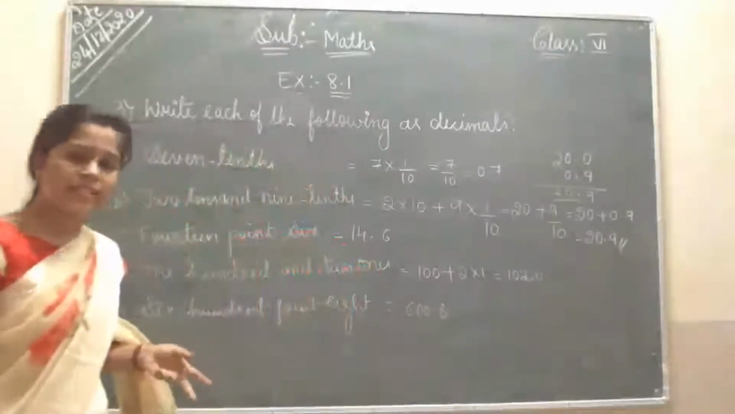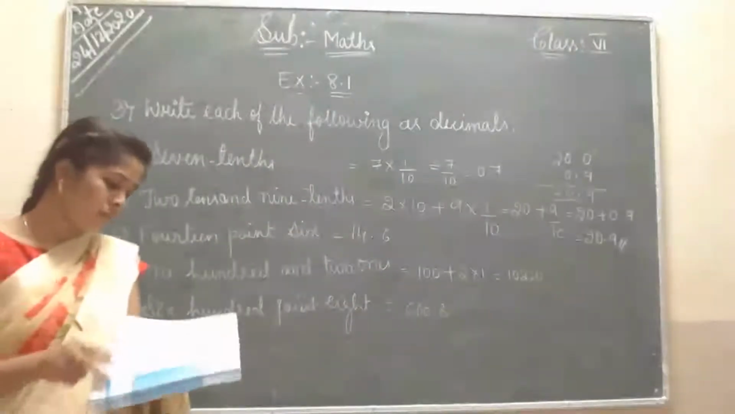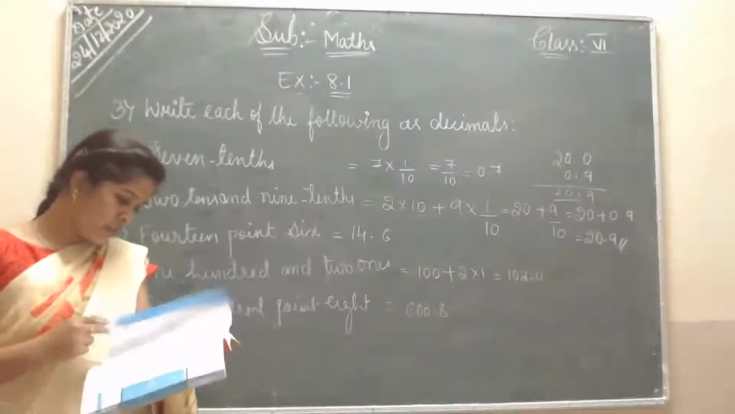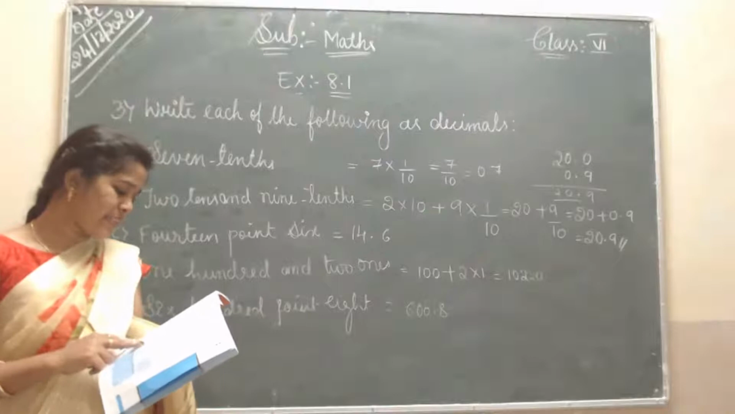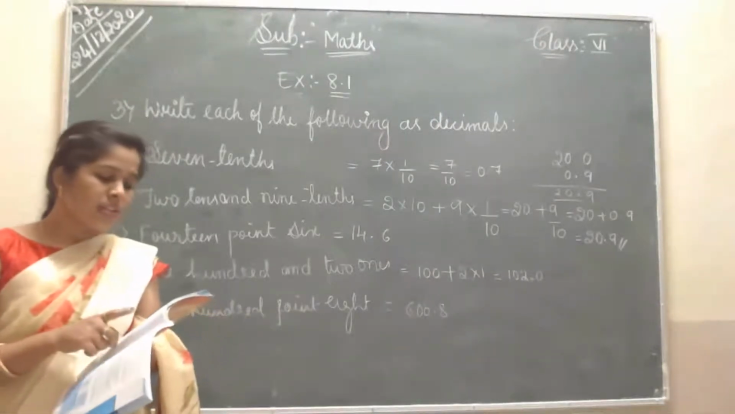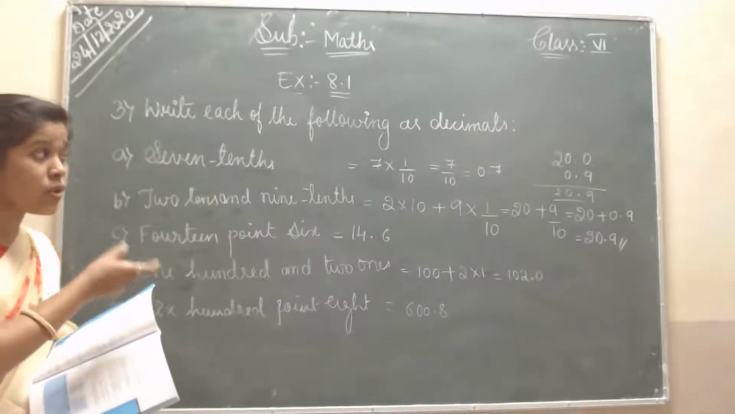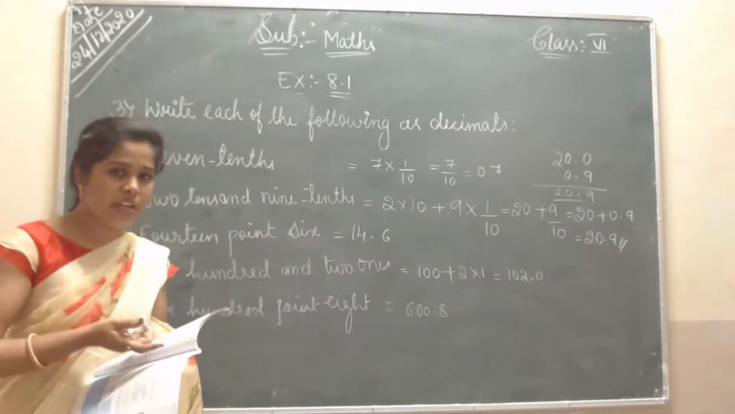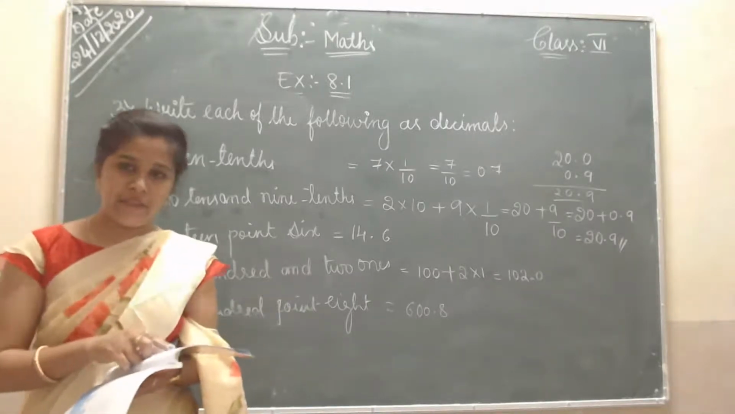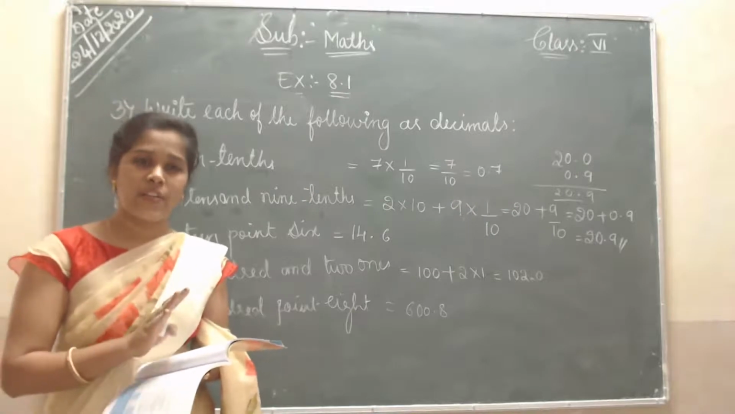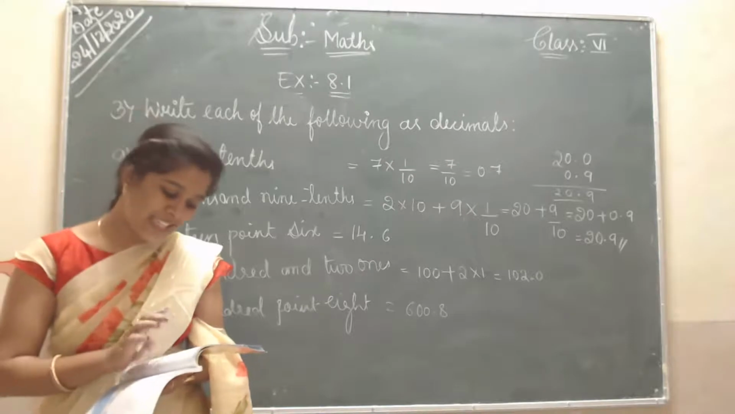600.8. It's easy. So the next, fourth question is, write each of the following as a decimal. Here, in the third question, the statement is given. We have converted into a number and we have converted into decimal point. Here, the number is given. Only we have to convert into decimal. So take the fourth one as a homework because it's easy.